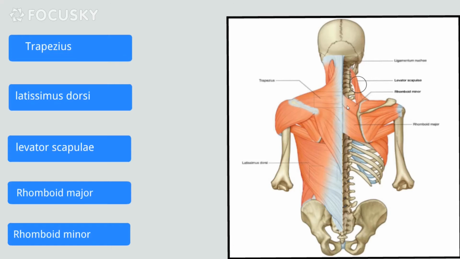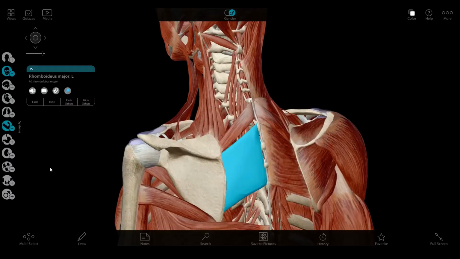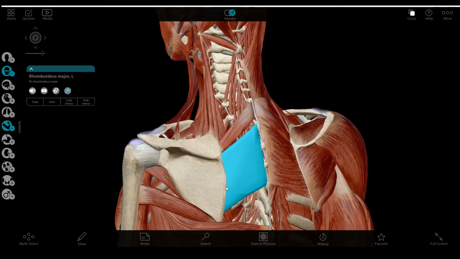The rhomboid minor is superior to rhomboid major, comes from ligamentum nuchae, and rhomboid major comes from spinous process of upper thoracic here. This is the rhomboid major muscle. It comes from spinous process of T2 to T5 here, and it inserts to medial border of scapula between spine and inferior angle here. And its function is adduction and elevation of scapula.